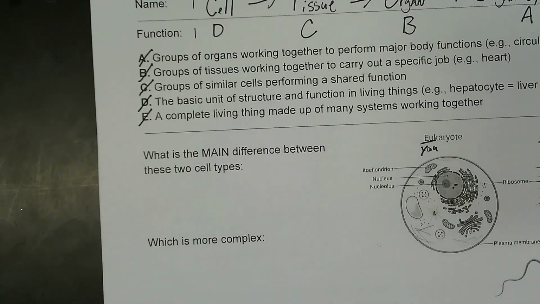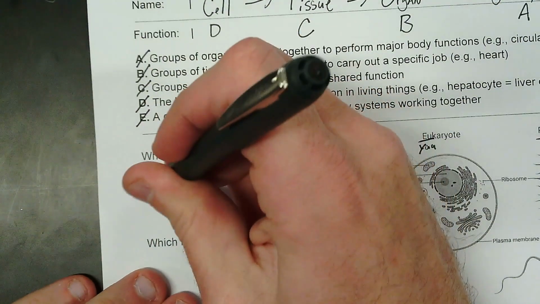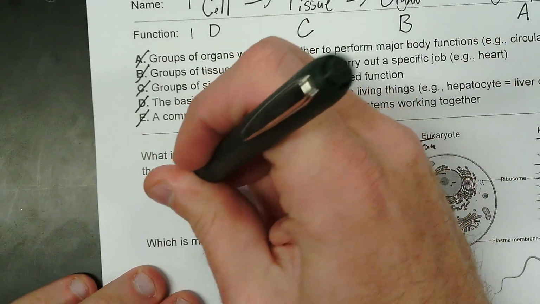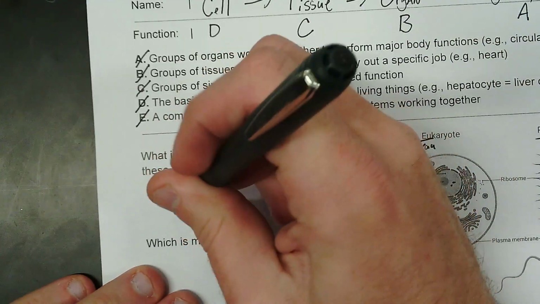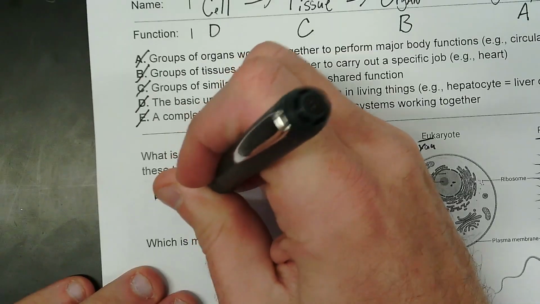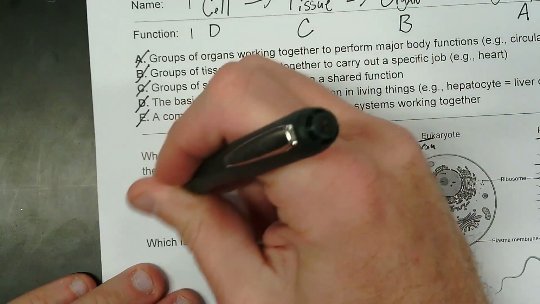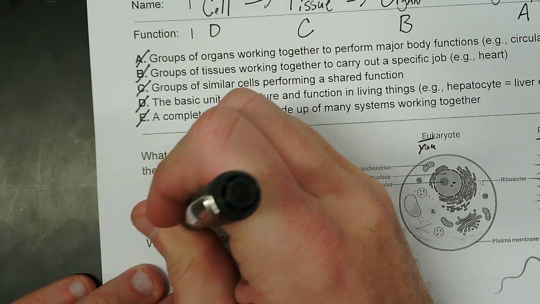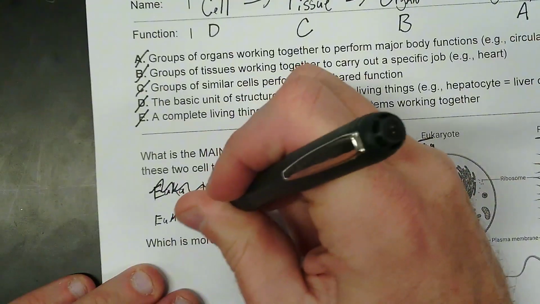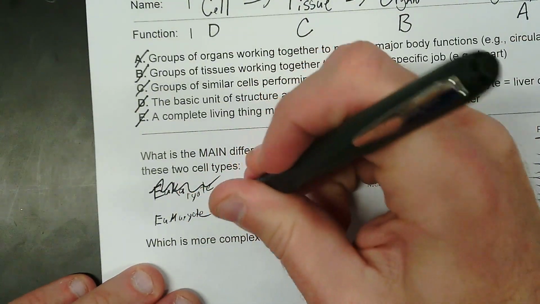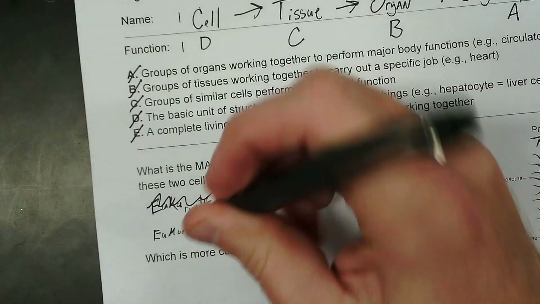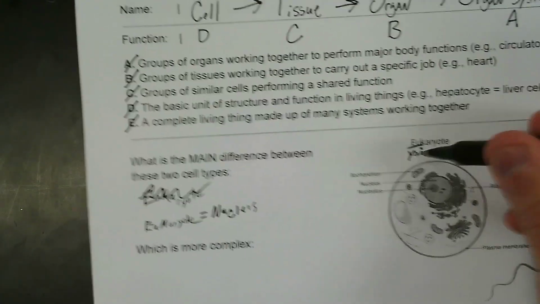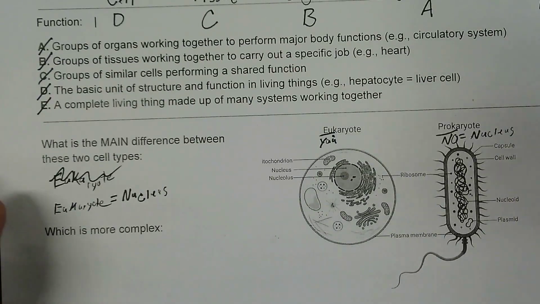So what's the main difference? Eukaryotic cells have a nucleus. Sorry, I wrote that completely horribly. So just, eukaryotic equals nucleus. Excuse me. So eukaryotic cells have a nucleus. Pro means no, no nucleus.